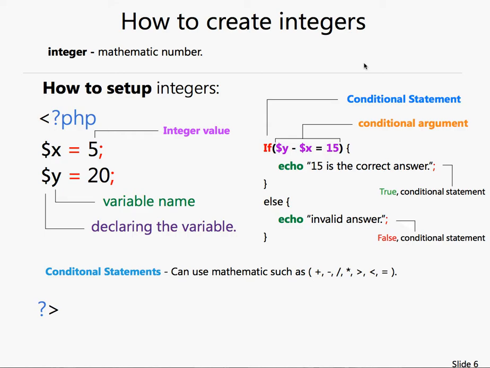It's just a conditional statement. So y is basically 20, x is 5. If it equals 15, you will end up with a true conditional statement, which will print out this echo: 15 is the correct answer. Then you have a false one that says it's an invalid answer, which leads to a false conditional statement. You can use addition, subtraction, division, multiplication, greater than, less than, or equal to in a conditional statement.